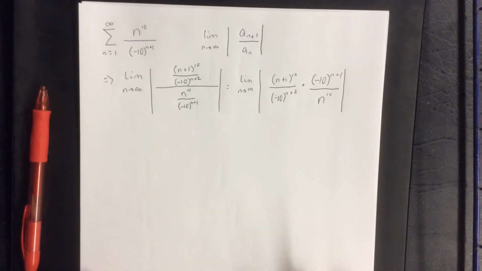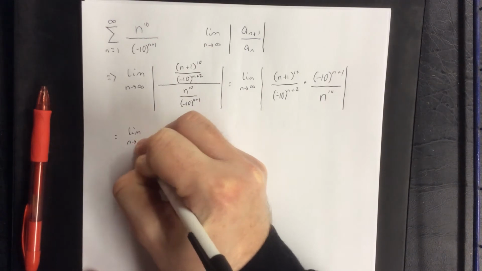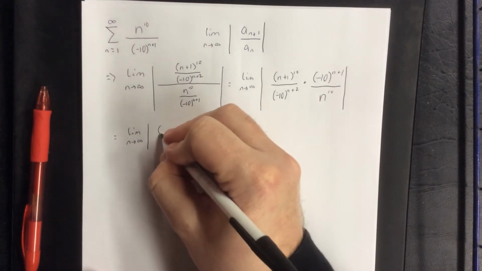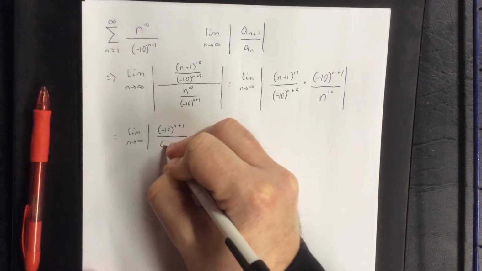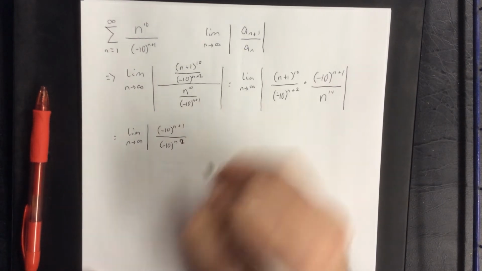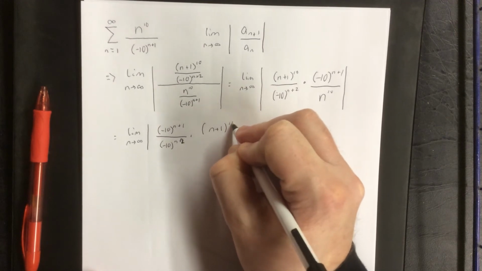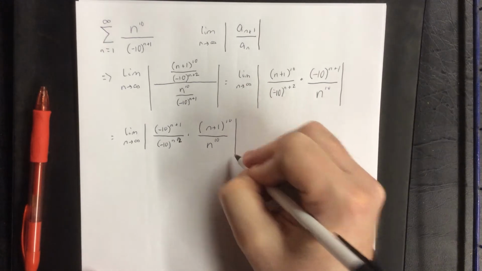Now, like we did for the last one, we can reorder this so that the terms that look like each other can be grouped together. So negative 10 raised to the n plus 1, I want to group that one with the negative 10 raised to the n plus 2. They seem like they would go together well. And this is going to be times n plus 1 to the 10th power over n to the 10th power. I want to group those together as well.